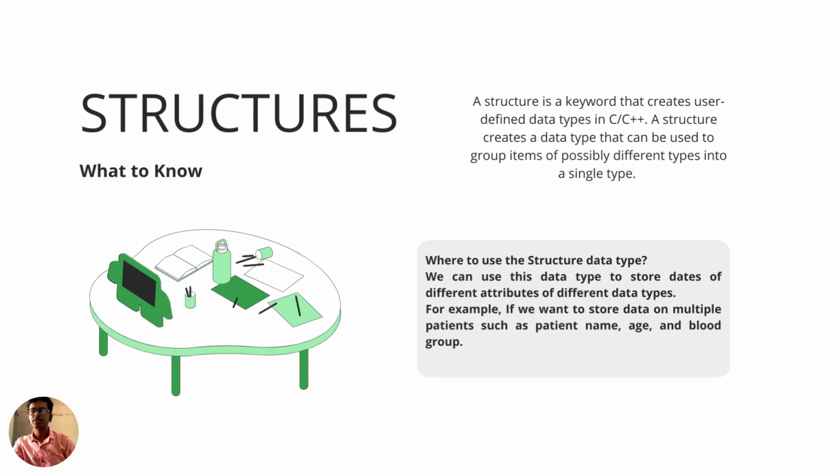Where do we use structure data types? We basically use them to store data of different attributes of different data types. For example, if we want to store data of multiple patients, such as patient name, age, blood group, we use structures. That means if we use structures, it becomes easier.